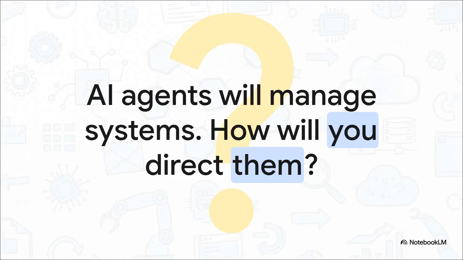So, as we wrap this up, I want to leave you with this question. The role of a developer is changing. It's shifting from being a builder of code to being an orchestrator of intelligence. As these AI agents get more and more powerful, our job is going to be to define the goals, set the architecture, and guide their work. The question is no longer just what you will build, but how you will direct the builders of the future.